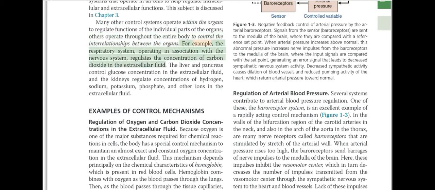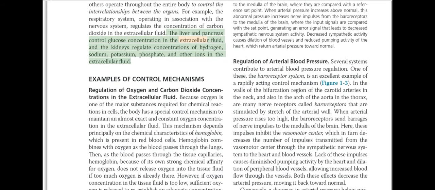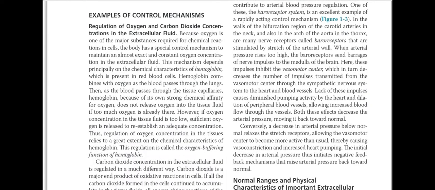For example, the respiratory system, operating in association with the nervous system, regulates the concentration of carbon dioxide in the extracellular fluid. The liver and pancreas control glucose concentration in the extracellular fluid, and the kidneys regulate concentrations of hydrogen, sodium, potassium, phosphate, and other ions in the extracellular fluid. Examples of control mechanisms: regulation of oxygen and carbon dioxide concentrations in the extracellular fluid.